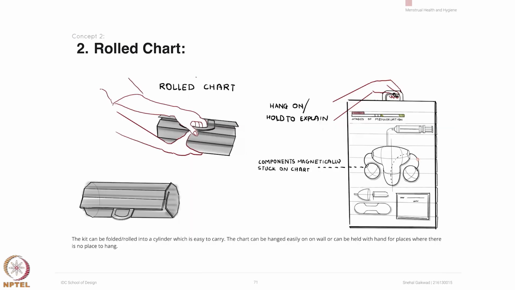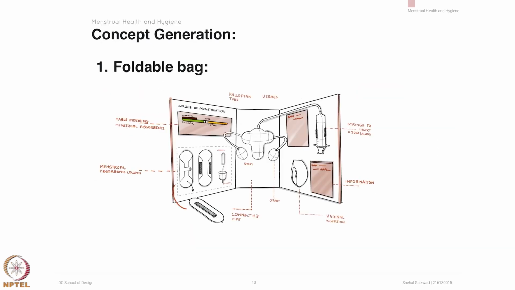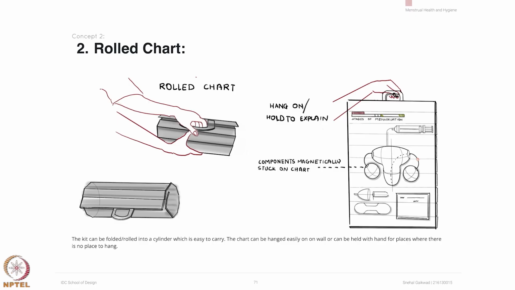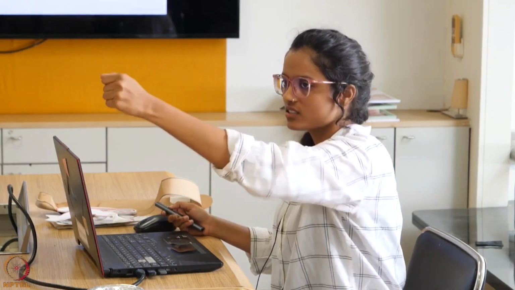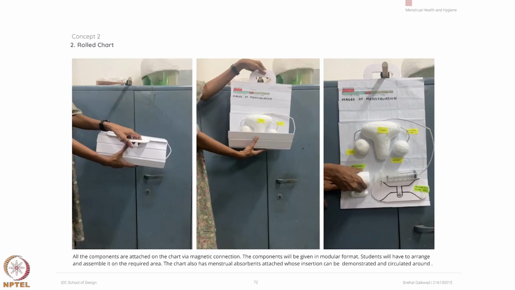The second one was a roll chart. The previous model is compact and easy to carry, but it is still bulky. So the second is a roll chart. This chart will be folded, and inside there will be a 3D model of the uterus, and all other absorbents will be placed. You can take it to places where there is no table, or if you are sitting under a tree, they can just hang that chart and demonstrate it.